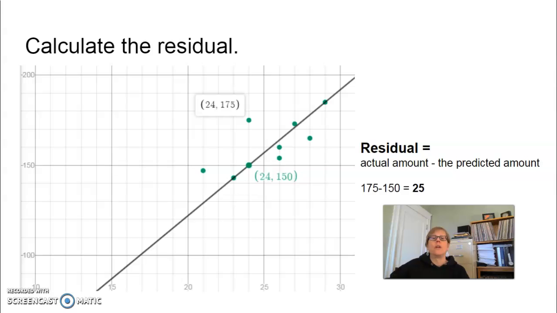Then we had to actually figure out the residual here. So what I did, and you can do this right on Graphing Calculator, if you just hover over the point, it'll give you the coordinates. So I held the pointer over it, and I got 24, 150. Again, you guys, I did not plan this. So my residual is the actual amount, 175, minus the predicted amount, which is 25. And it's clear it's positive because it's up 25. Hopefully that makes sense.